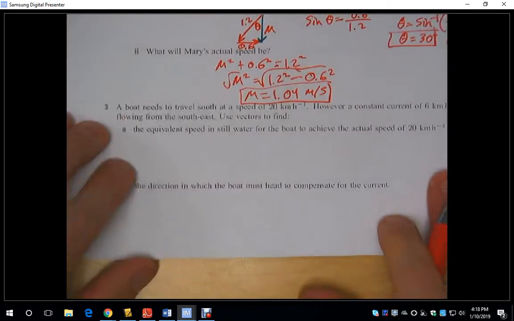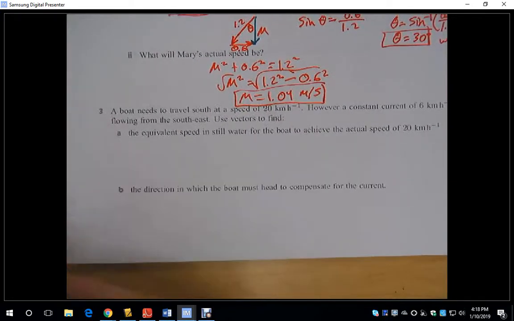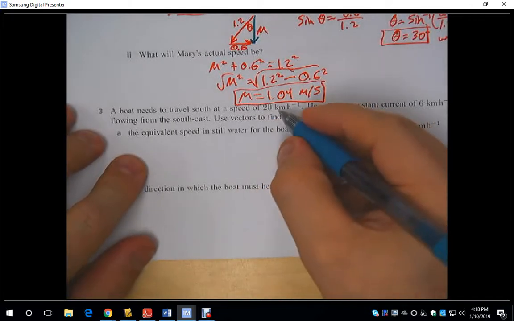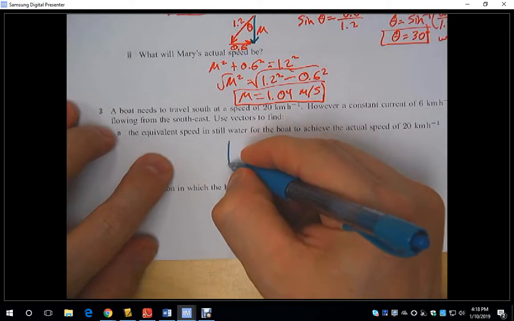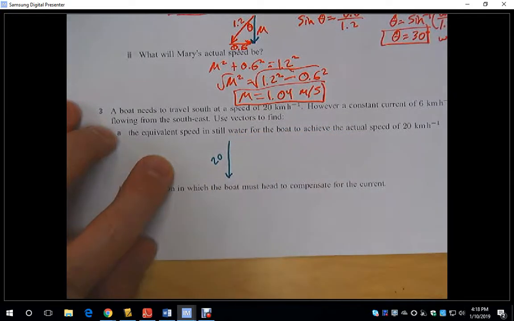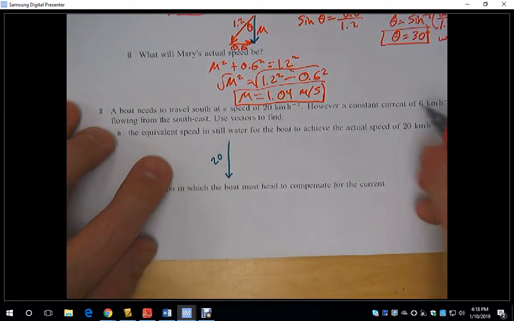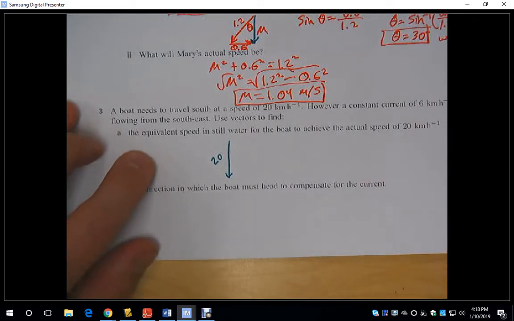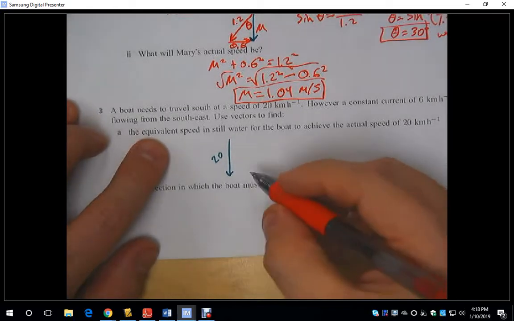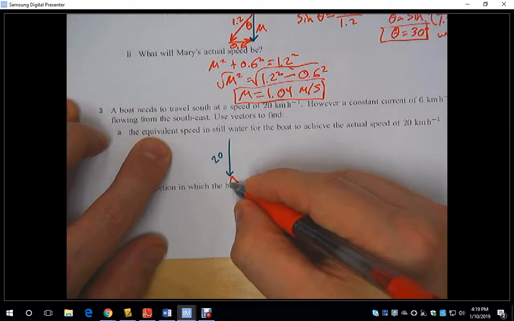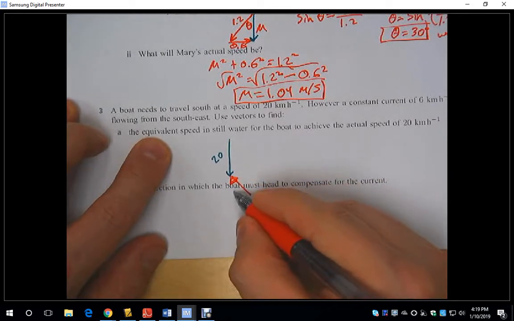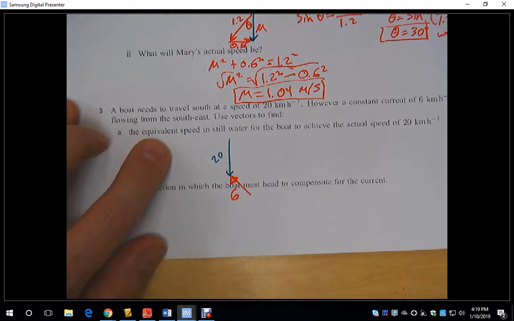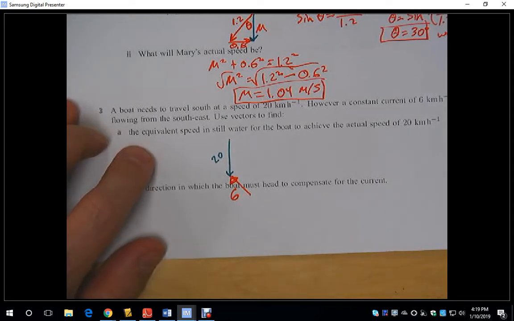Okay, so number 3: a boat needs to travel south. So I need to travel south at a speed of 20 kilometers per hour. This is my resultant vector at 20 kilometers per hour. And it says, however, a constant current of 6 kilometers per hour is flowing from the southeast. So that would be a vector that looks like this, of 6 kilometers per hour. Then it says to use vectors to find the equivalent speed in still water for the boat to achieve the actual speed of 20 kilometers per hour.